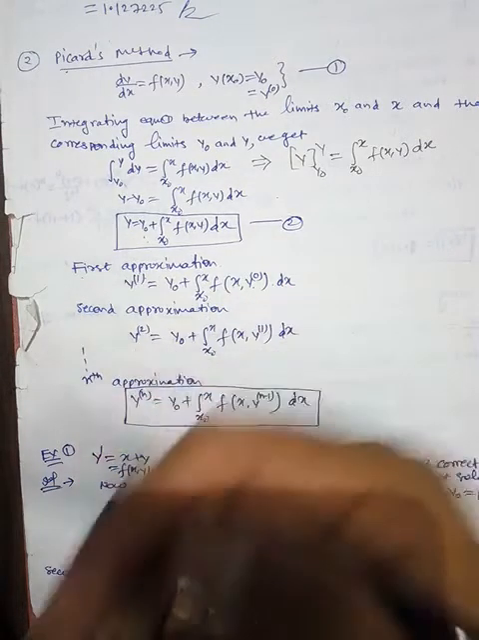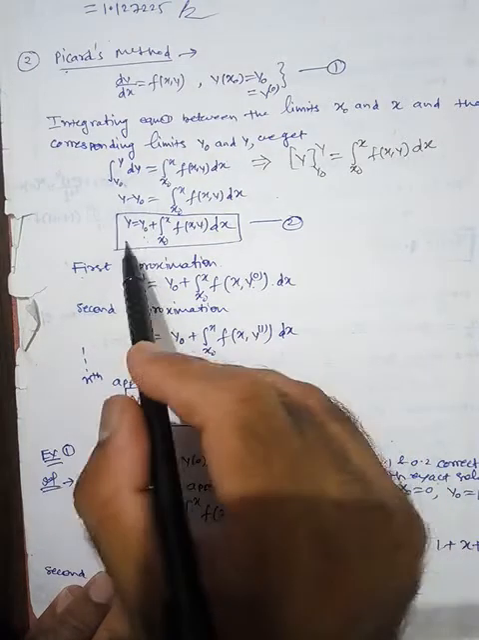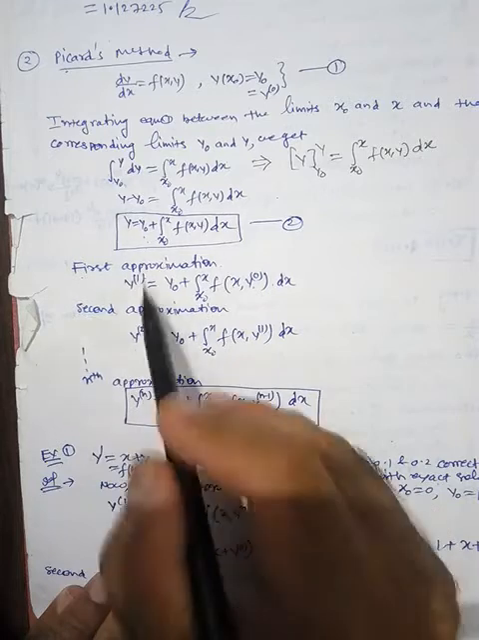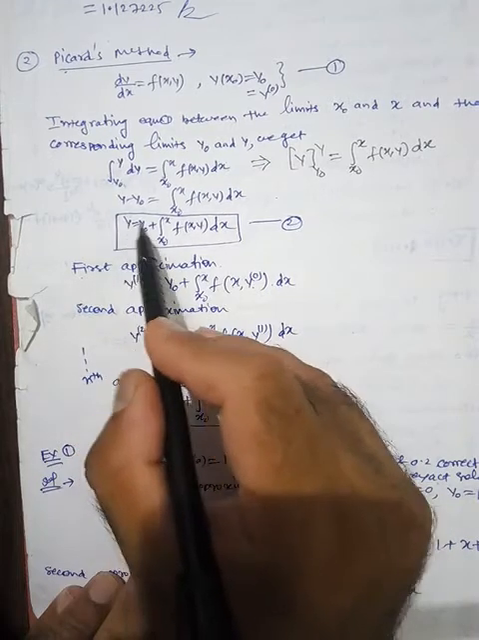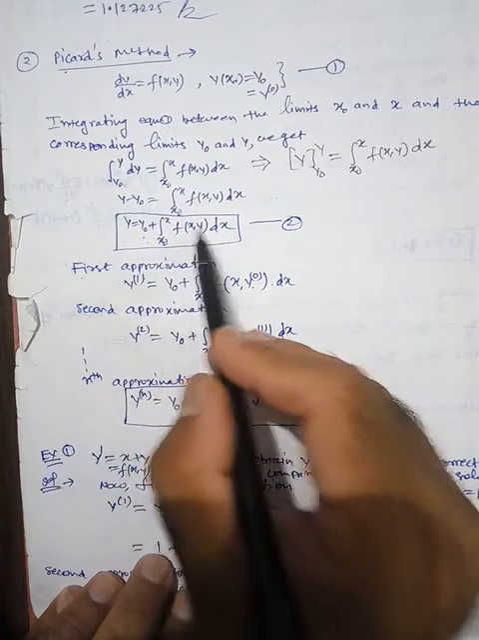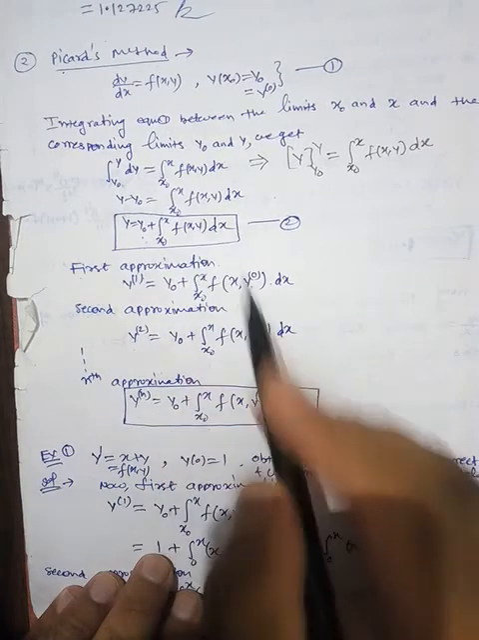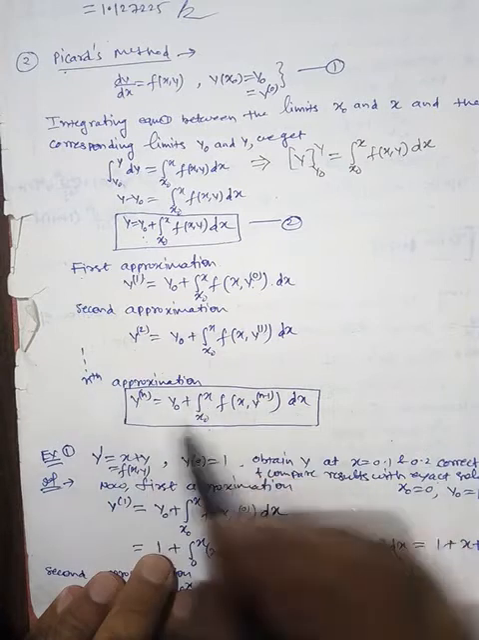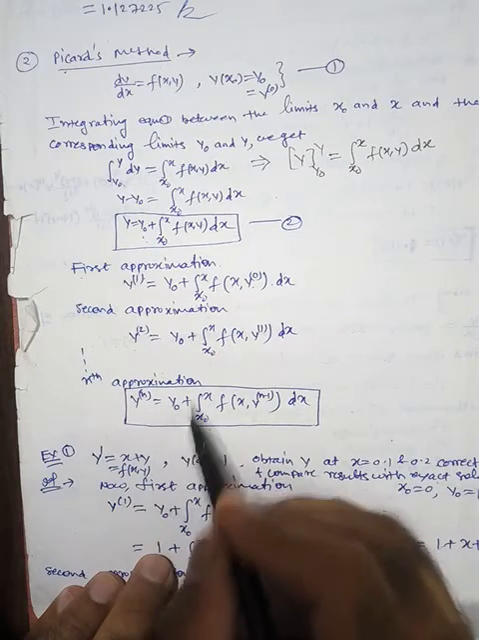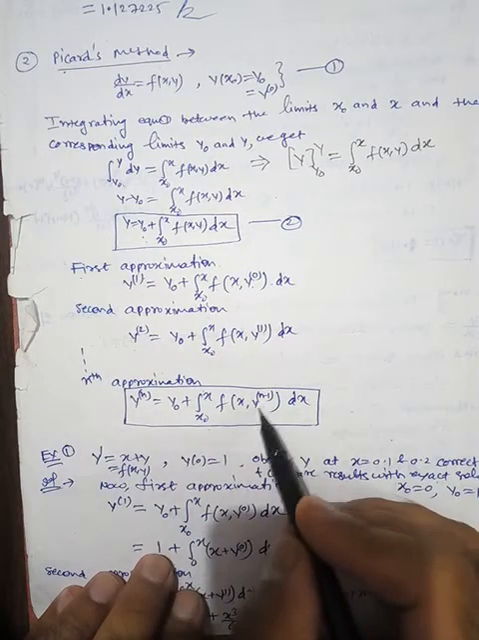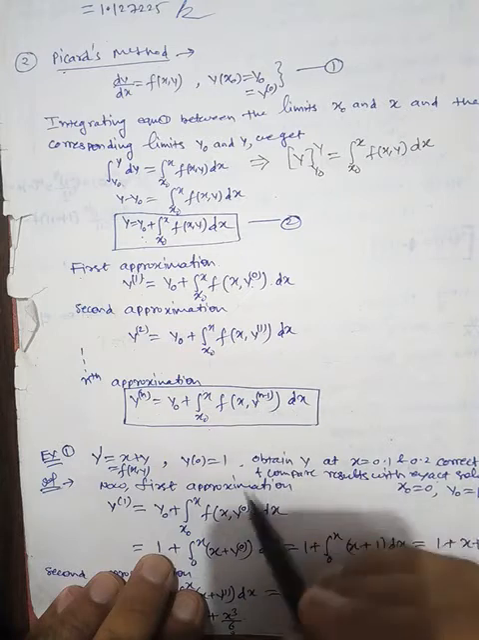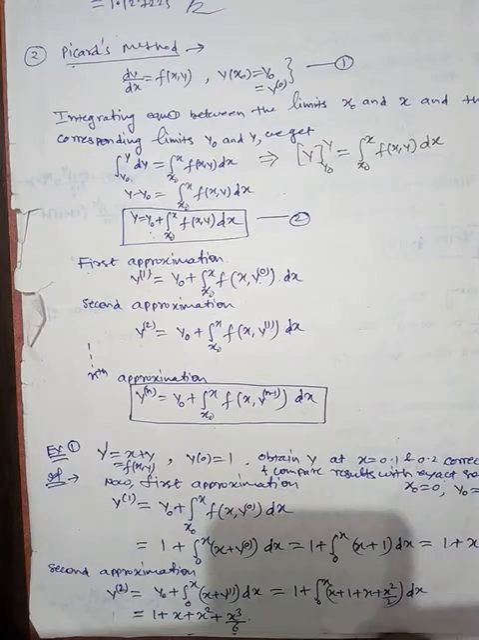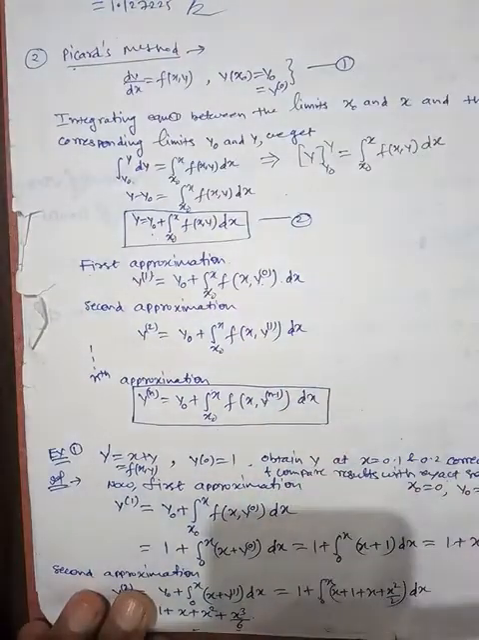So to improve the error further, we again consider this equation number 2, and now find the second approximation. The second approximation is equal to y naught plus the integral from x naught to x of f of x, where y is now replaced by the first approximation. So likewise the nth approximation will be yn is equal to y naught plus the integral from x naught to x of f of x, y n minus 1, the (n minus 1)th approximation. Fine. And we will do this up to the desired degree of accuracy. So this is Picard's method.